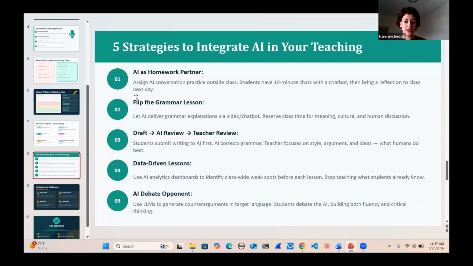So instead of repeating what students know, we can move to something students don't know. And then we have AI debates, opponents. So we can use a large language model to generate counter arguments in the target language. So students debate the AI, building both fluency and critical thinking. So students, instead of accepting everything, can ask the AI questions back, receive feedback, and go deeper.